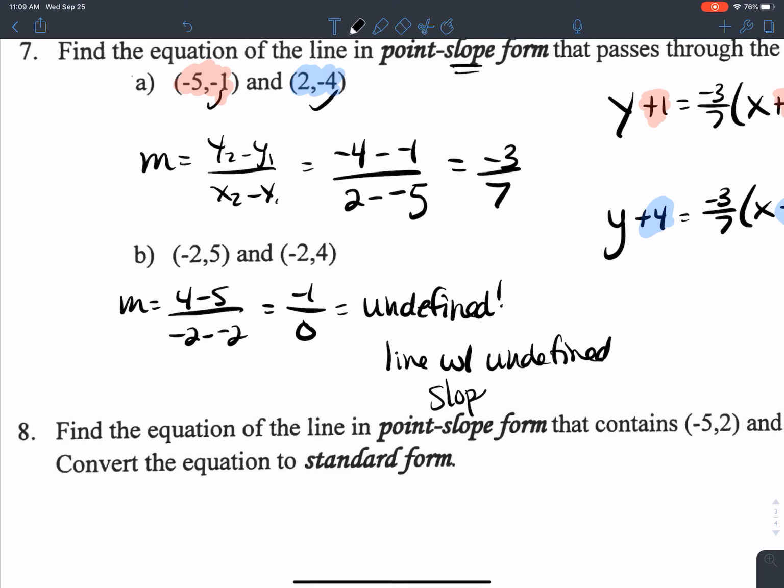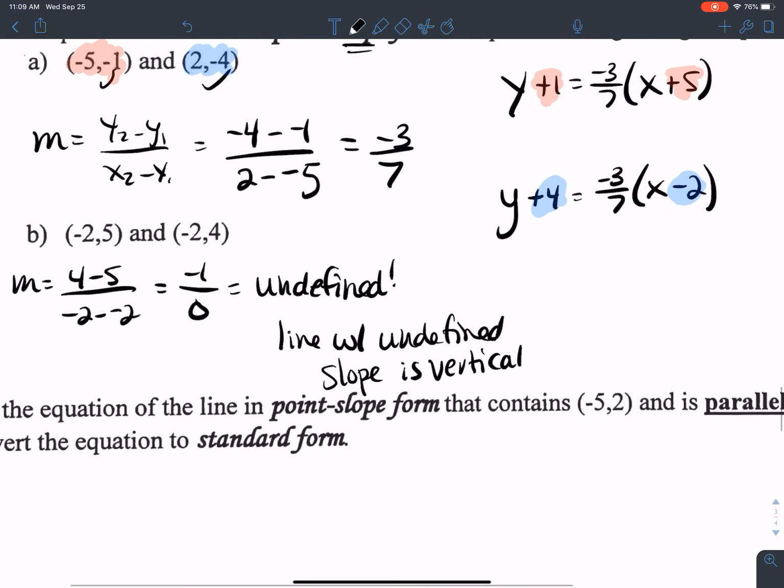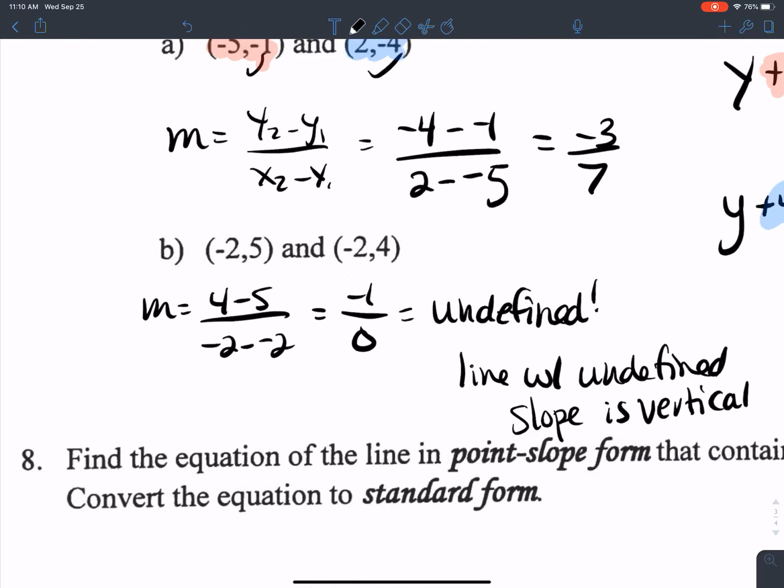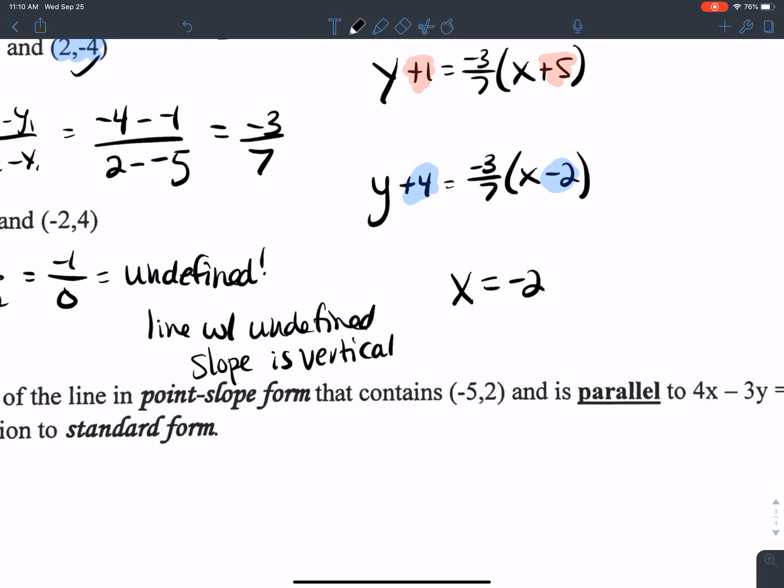is a vertical line. So in this case, we have to use the appropriate form of a vertical line, and that's x equals. And as we referenced before when we were plotting the vertical lines, both of these points have the rule that x needs to equal -2. That's the only thing that's going to place them on this line. So that's our final equation.